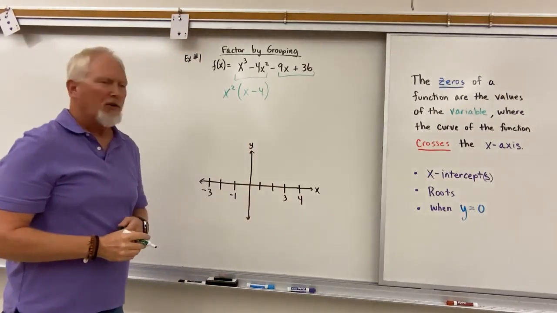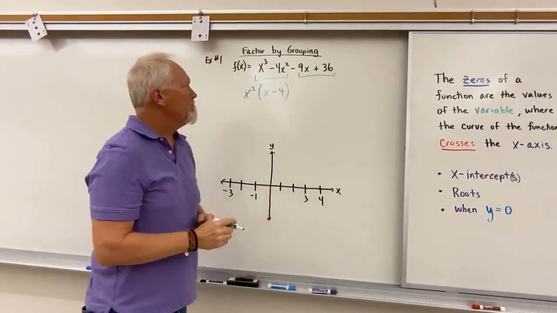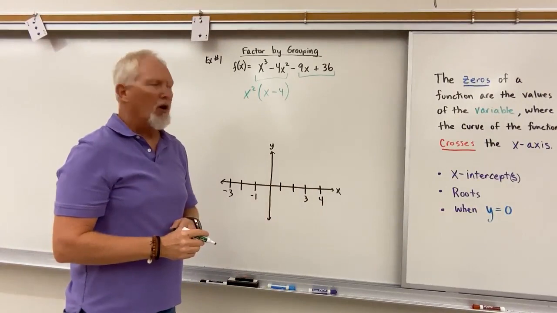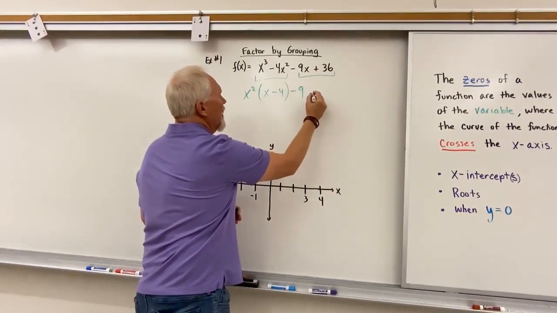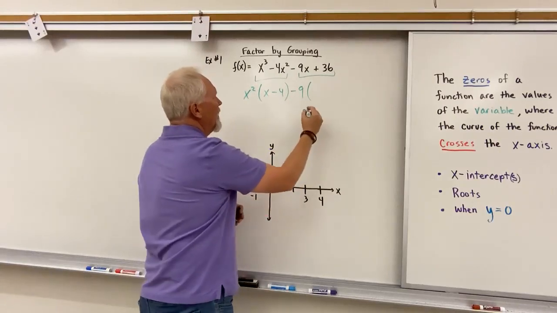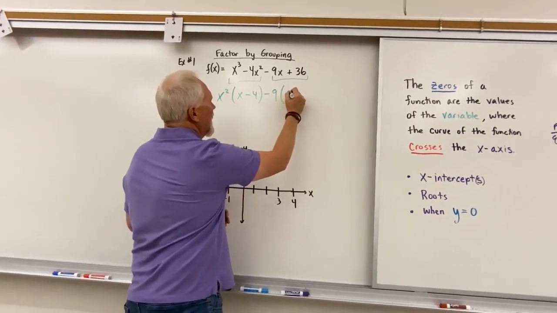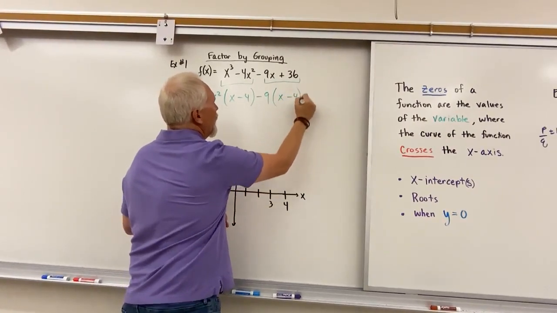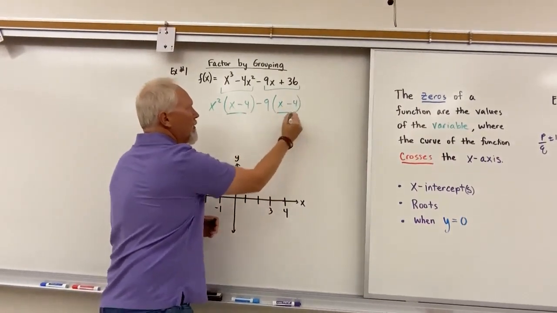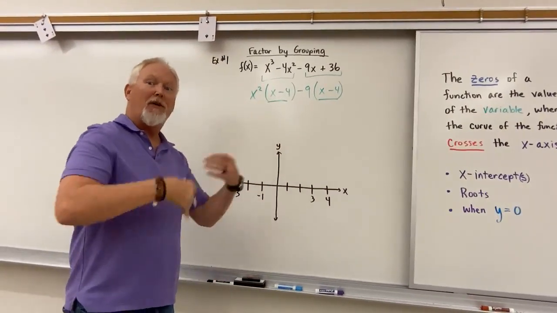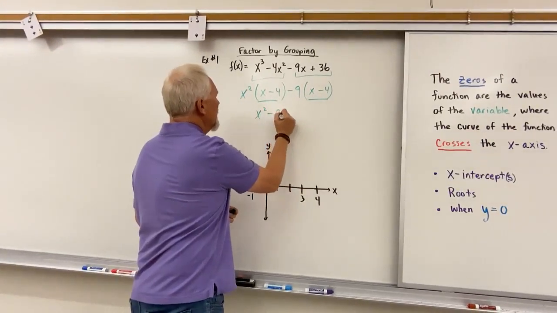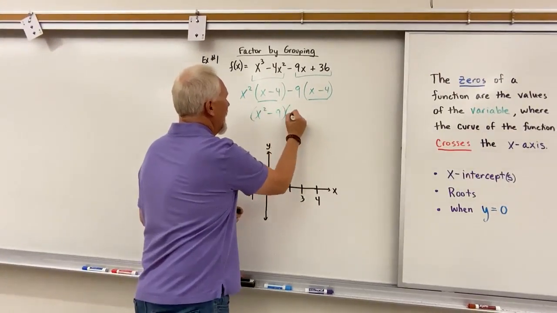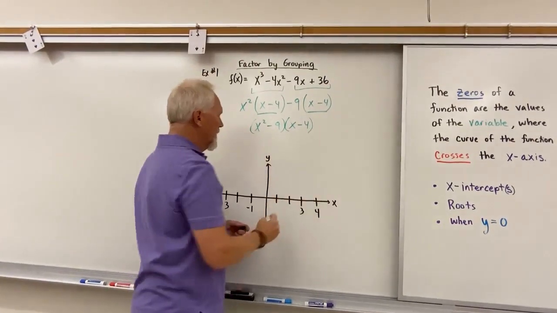And in the other two terms, what's in common is a negative 9, so I get a negative 9. And then that leaves us an x minus 4, which is good because we really want these two to match, right? Because then we factor that out. So we have x squared minus 9 as a factor, and then we have x minus 4.